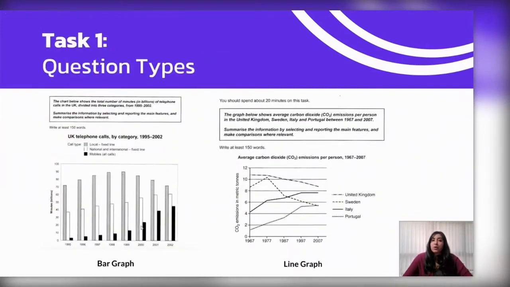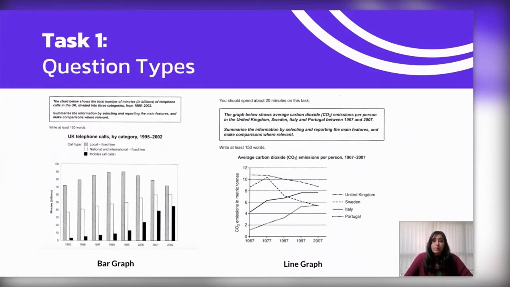Now we're going to look at the different question types that you can get in Task 1. We'll briefly run through these. There are various question types that you could get, and you'll get 1 out of these question types. So very quickly, on the left we have a bar graph, on the right we have a line graph. These are exact questions from the question papers, so you can take a minute to read through. Just for the example, I'll read through one of them.